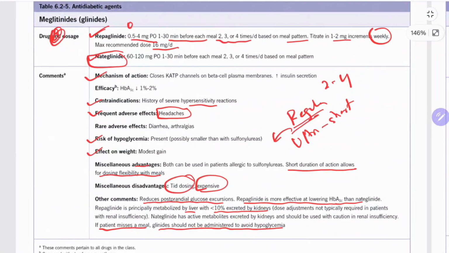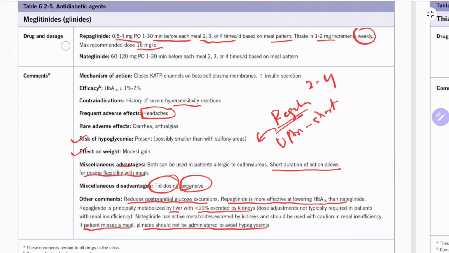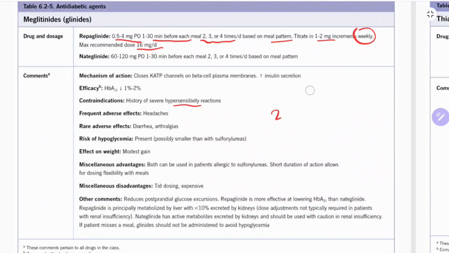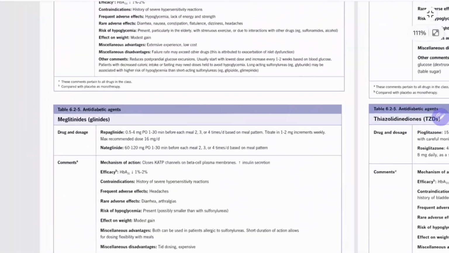So one important thing about meglitinides is you can use them in CKD patients. If the patient is not willing to take short acting insulin before food, you can use these. Before food you can give these drugs, and by measuring postprandial glucose levels, you can adjust the dosage, and instead of giving insulin, you can give these drugs if the issue is only postprandial glucose excursions.